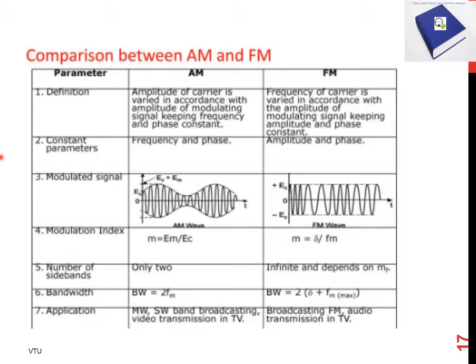Here we can see the comparison of AM and FM waves. Some parameters are given; just go through that in detail. It gives the bandwidth, number of sidebands, modulation index, how to plot the modulated signal in case of FM and AM, and what the applications are. In case of AM it is broadcasting and video transmission in TV. In case of FM, it is broadcasting FM and audio transmission in TV.